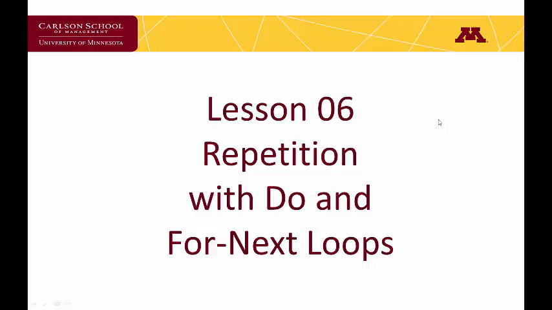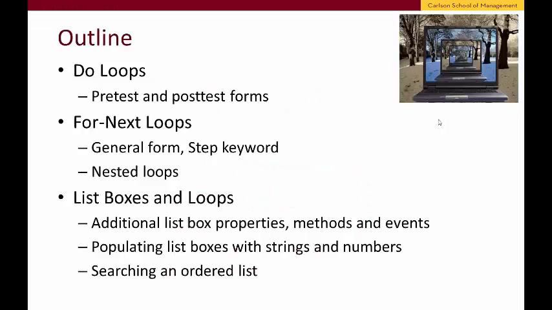This is the seventh in a series of video-based lessons that will introduce repetition, the third and final programming structure, by teaching you how to work with so-called do and for next loops. We will begin with do loops, covering both pre-test do while loop and post-test do loop until statements. We will then proceed with for next loops, arguably the simplest and most widely used repetition structure.